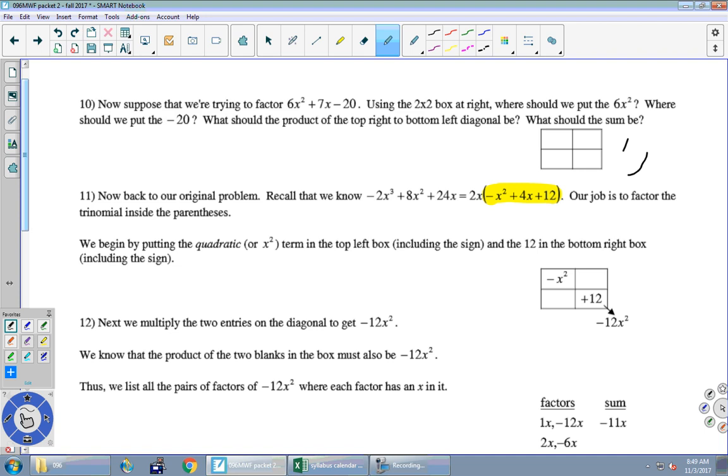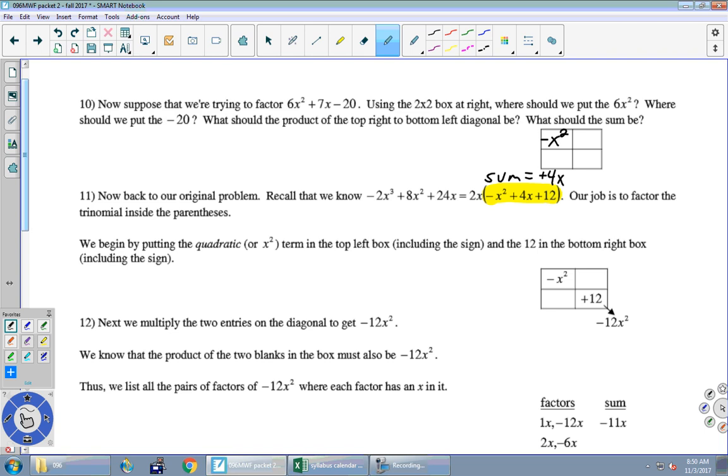Is that in the box or outside? That's in the box. Which box gets the negative x squared? Top left. Negative x squared right there, yeah? That plus 4x, is that in the box? It's not in the box. But that plus 4x we're going to start putting down here, and we're going to call it sum.